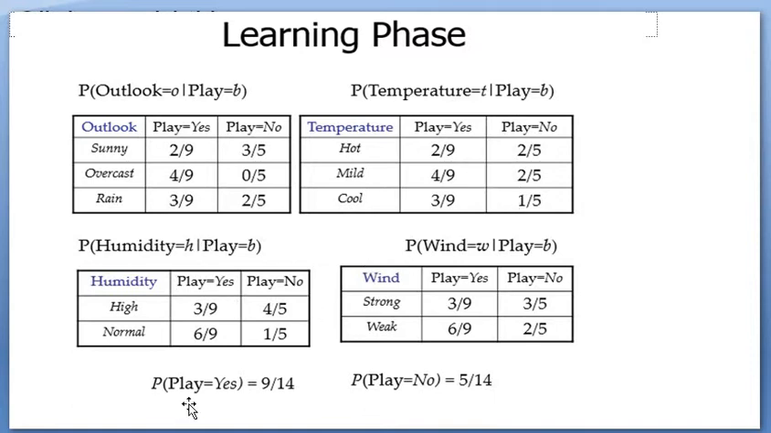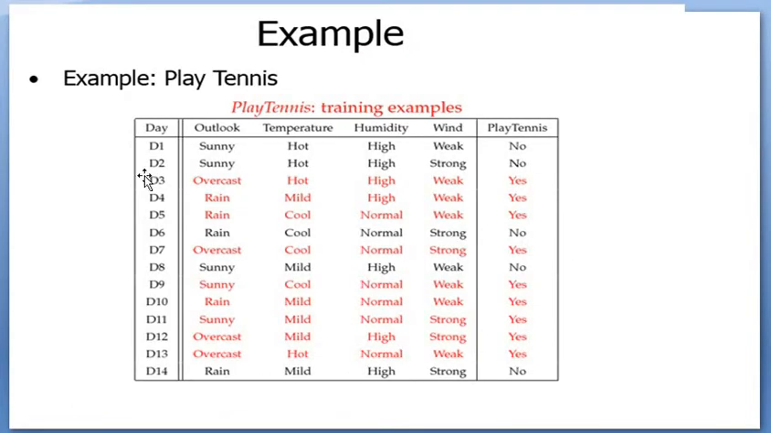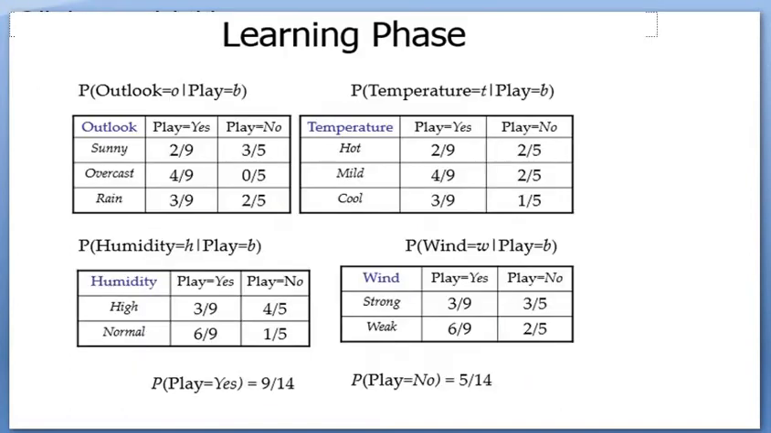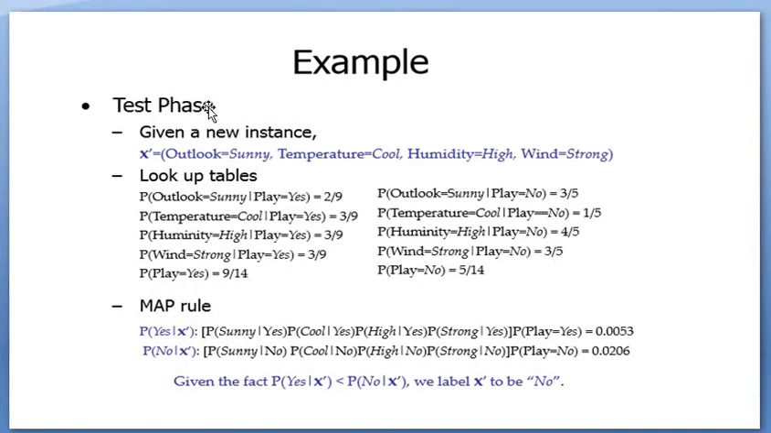Lastly, you write here the probability of play yes is 9 by 14. Out of the 14 data set, we got 9 as yes. And how many no's? It is 5 by 14. And then the next phase is like this.